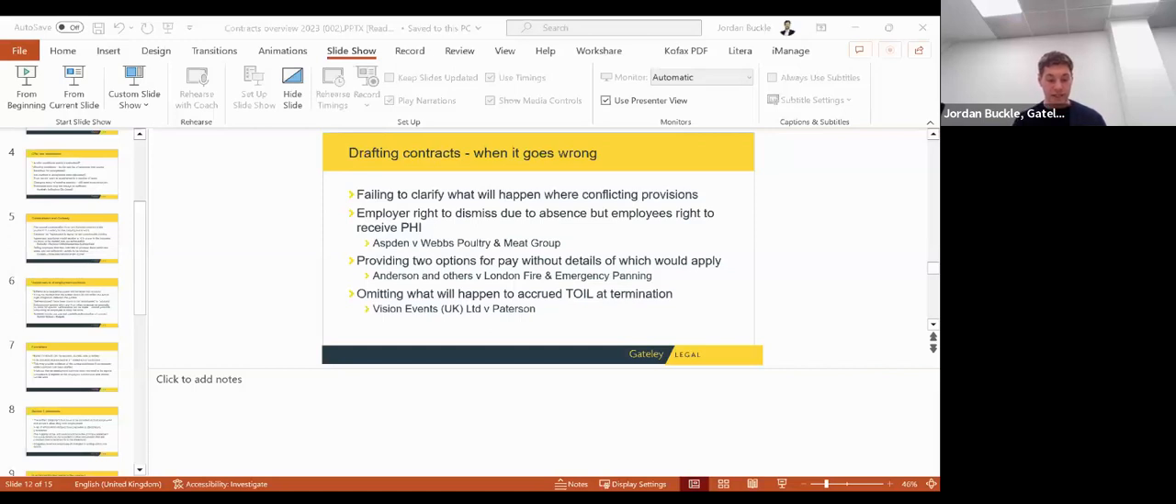The case of Vision Events v Paterson is another case that highlights potential consequences of not providing clarity in relation to key terms. This time, though, the employee lost out. The employee had sought to recover £12,000 in salary for overtime. While the flexi-time scheme was clear that he should receive time off in lieu of any overtime worked, it did not provide for what would happen to the bank of overtime on him leaving. The EAT refused to imply a term that the employee would be paid for it.